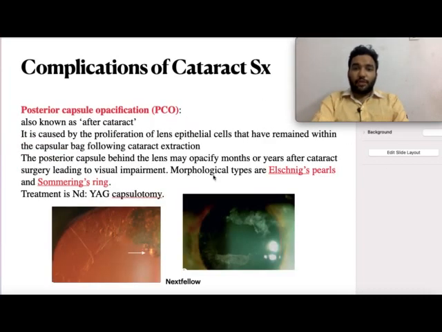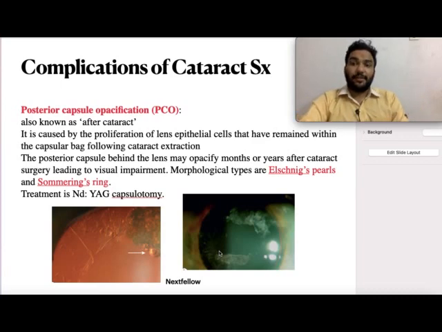And then posterior capsular opacification, also known as after cataract. It is due to proliferation of migratory lens epithelial cells, LECs we call them, that remain within the capsular bag. They move and form an opacity on the back of the capsular bag. So the posterior capsule behind the lens may opacify months or years after cataract surgery, leading to visual impairment. What we do is a YAG capsulotomy, and these two names are very important in your entrance exams: Elschnig pearls and Soemmering ring. These are the pearls, as you can see, Elschnig pearls and Soemmering ring.